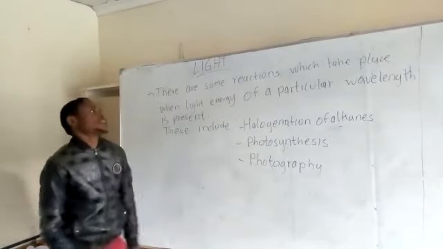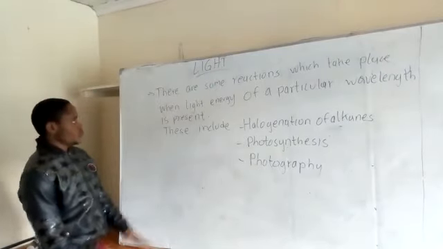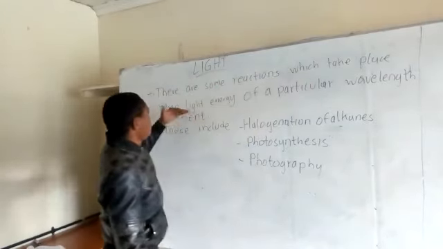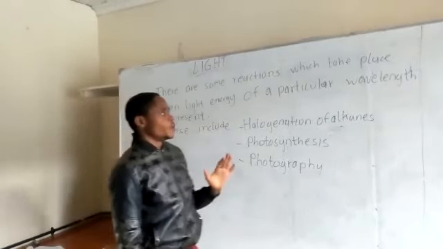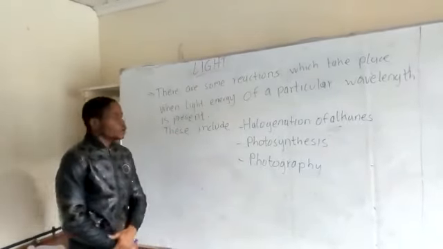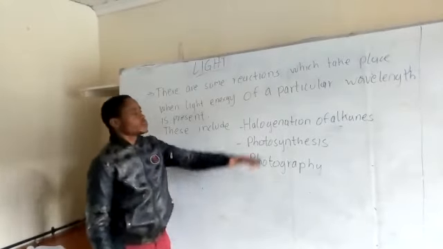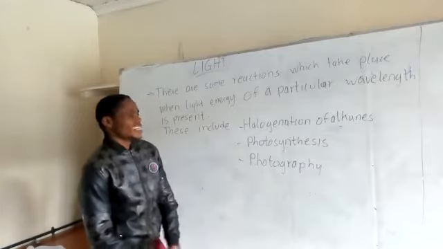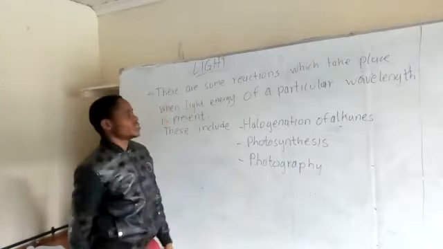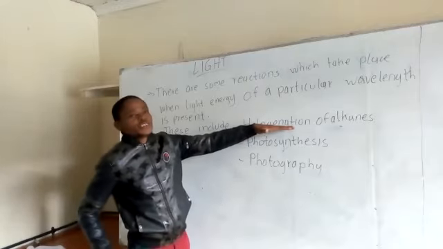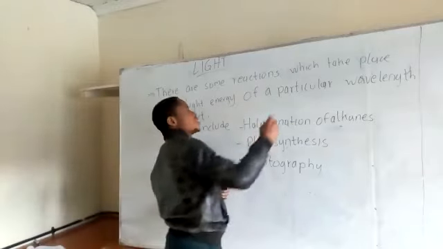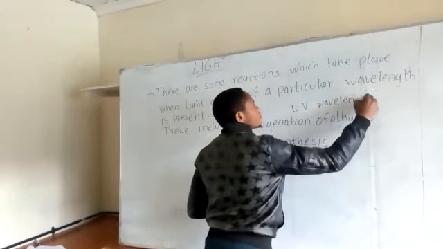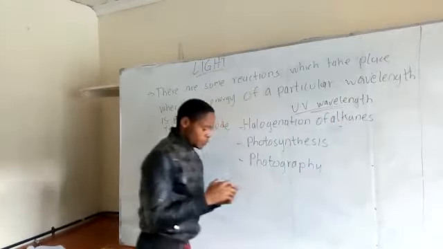So under light, we need to know that there are some reactions which take place when light energy of a particular wavelength is present. A good example of those reactions, I know you looked at this in organic chemistry, the halogenation of alkanes, either the chlorination or the bromination. Those reactions take place when we have the UV wavelength. Now you looked at that, I won't go into details.